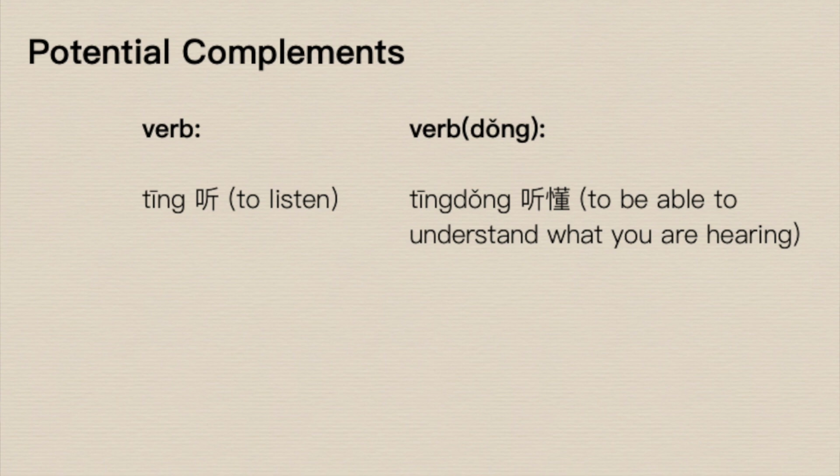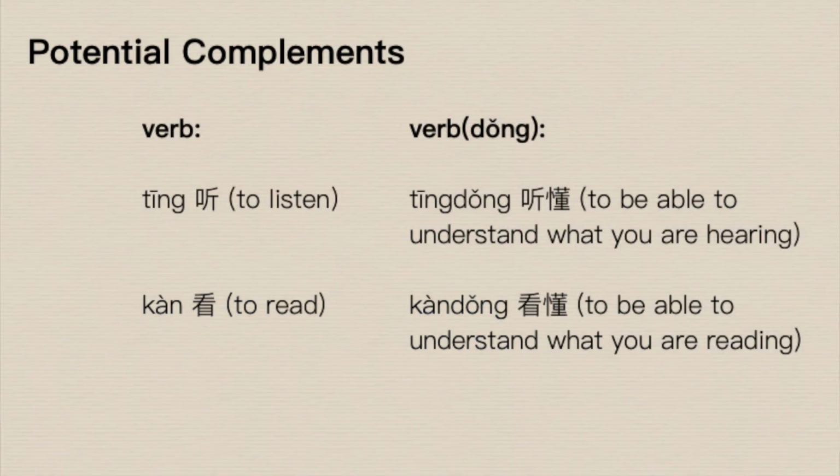If you understand what you just heard, you can say 我听懂了. I have understood what is said. Or same thing with reading something. If you see a new character or you see some written Chinese and you understand what it's saying, you can say 我看懂了. 看懂 means to understand what you are seeing, understand what you are reading.